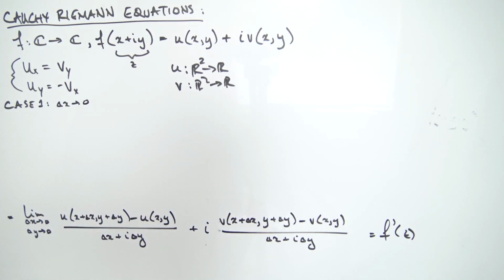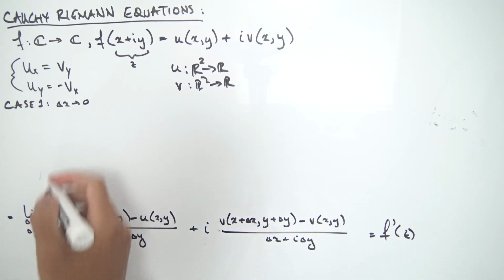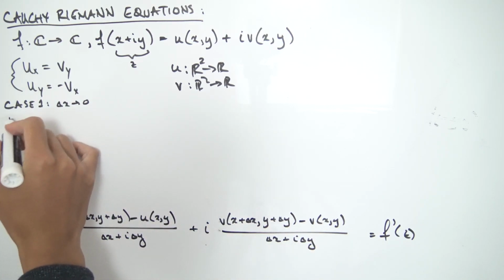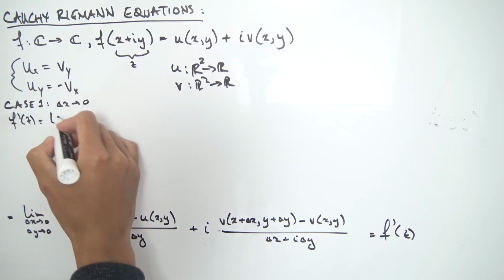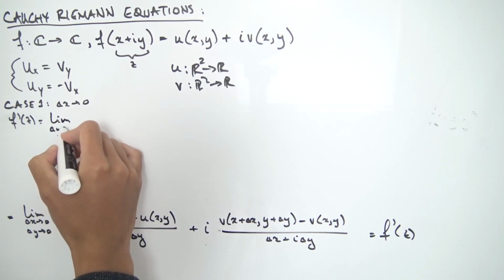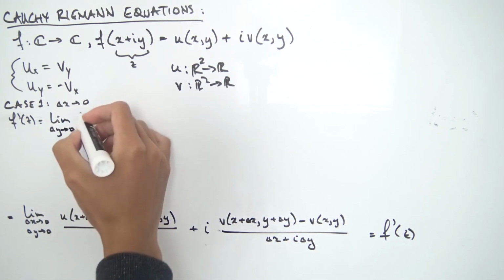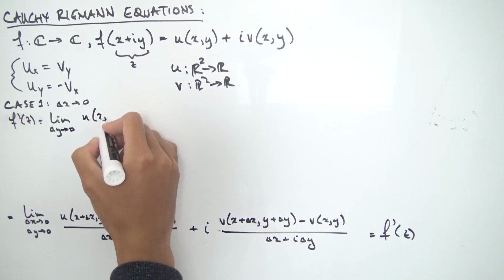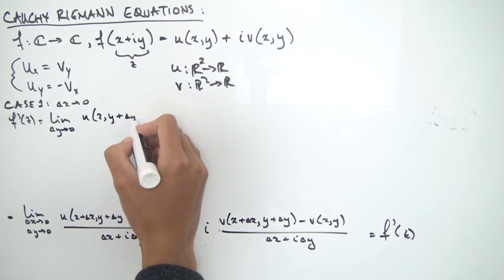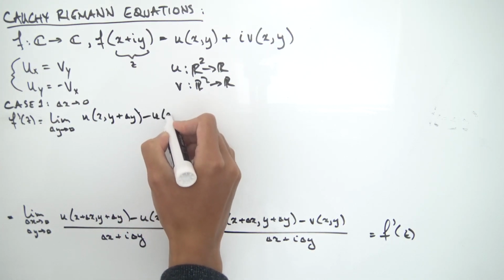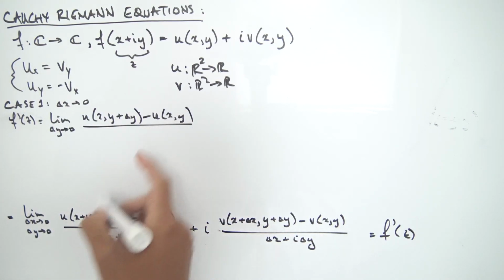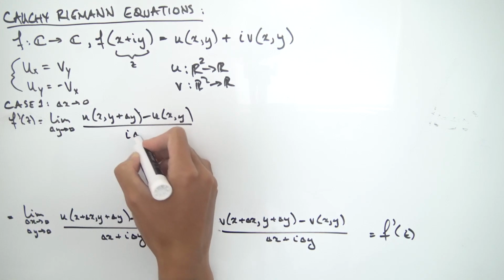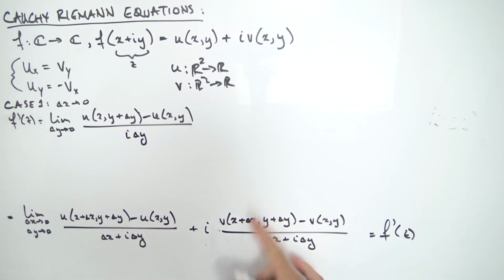If delta x approaches 0 first, then all these delta x's will literally just disappear. And we're going to be left with f prime of z is equal to the limit as delta y approaches 0, because delta x is already 0, of u of x comma y plus delta y, and then minus u of x comma y, and then this is divided through by, now delta x is 0, we're left with i delta y, and then we're going to do the same thing over here.